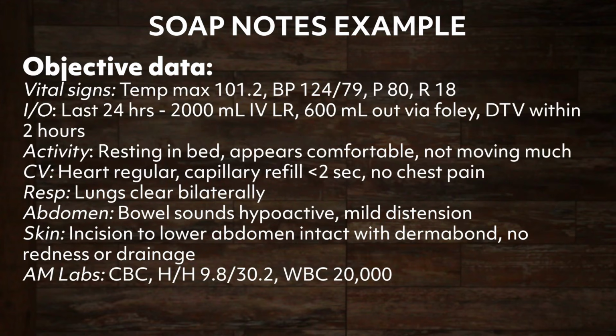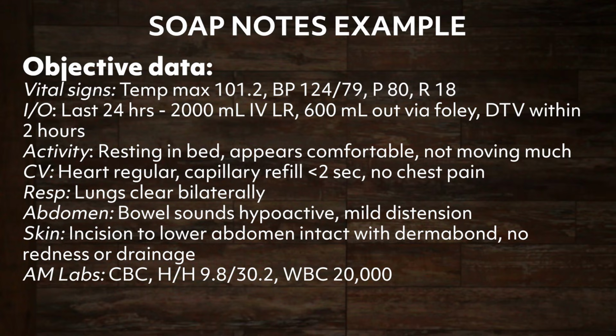Objective data. Vital signs. Temp max is 101.2. Blood pressure 124/79. Pulse 80. Respiration 18. I&O in the last 24 hours: 2,000 mLs of IV LR, 600 mLs out via Foley. Due to void within 2 hours. Activity. Resting in bed, appears comfortable, not moving much.